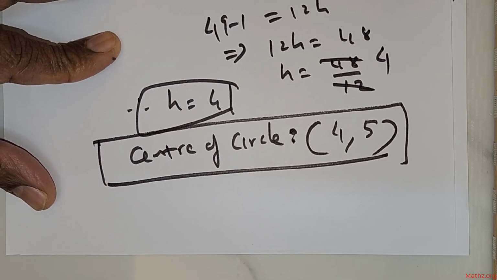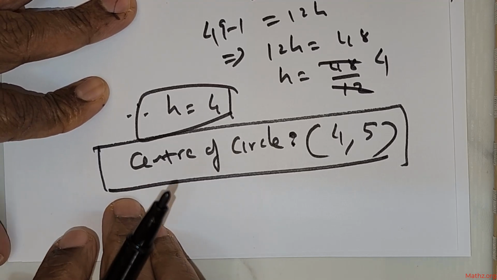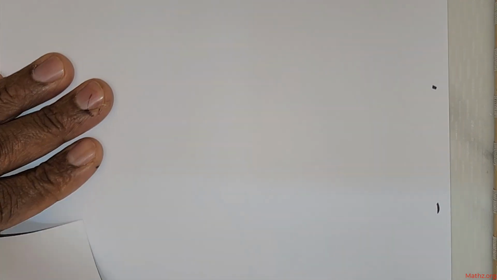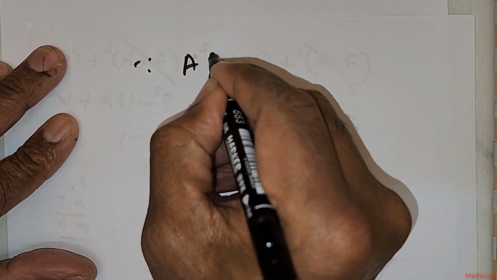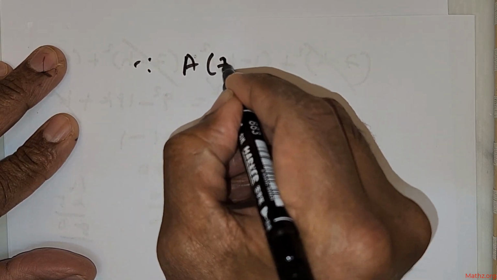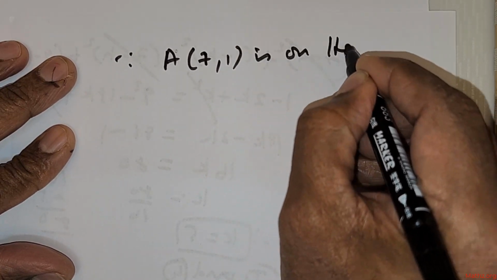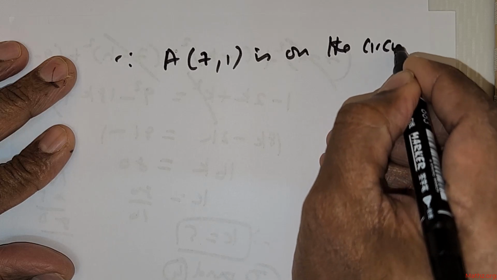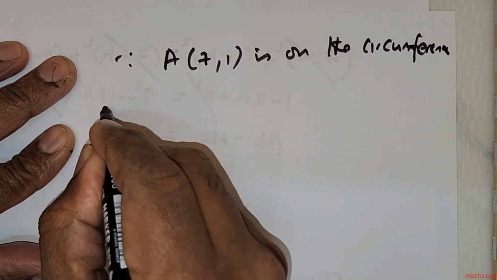Now I've got the center of the circle. Now I need to get the radius. How do we get the radius? Let me show you. Now since A(7, 1) is on the circumference, and what is the center? 4, 5 is the center.